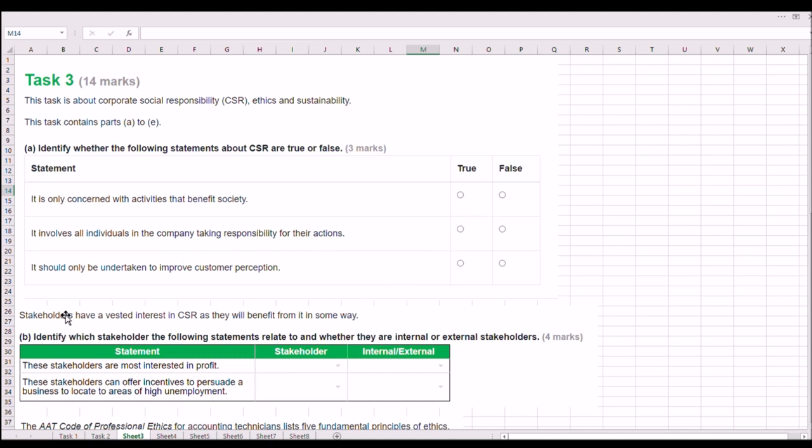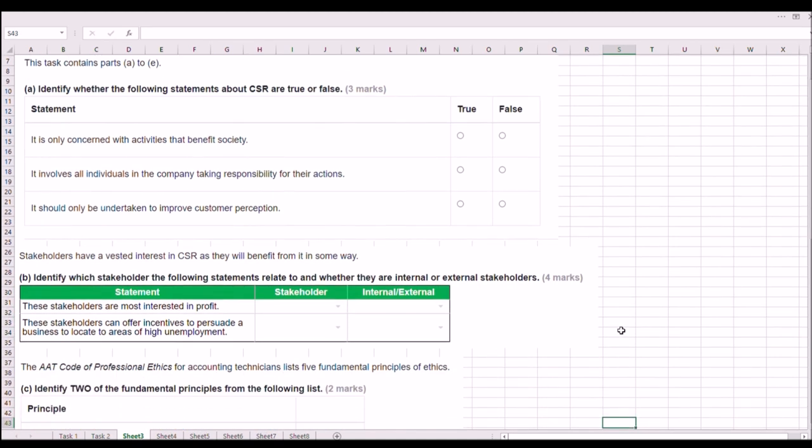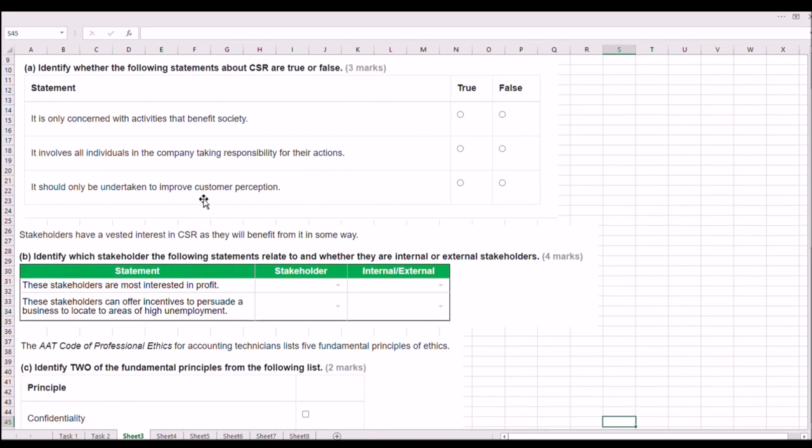Should only be undertaken to improve customer perception. Customer perception is important. We can't go chopping down Amazon rainforests anymore, and it's a bit unpopular if we invest in tobacco, let's say, or guns. But it's not the only thing now, because as I just highlighted, we could save money in terms of costs. I think we might make more money if we are corporate and socially responsible. So it's good for the brand, but not the only thing anymore. Sometimes we can actually make savings.